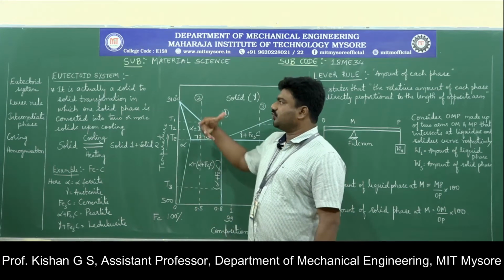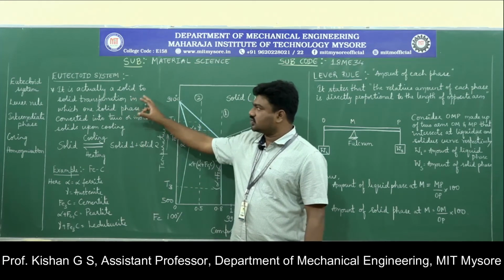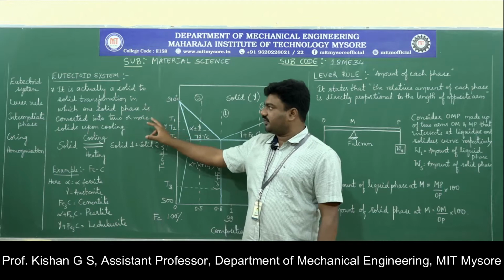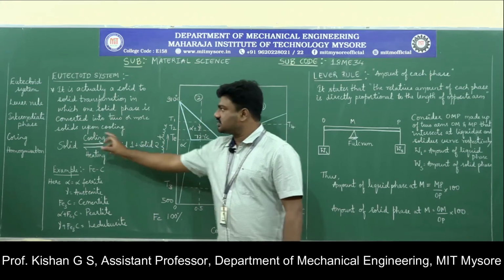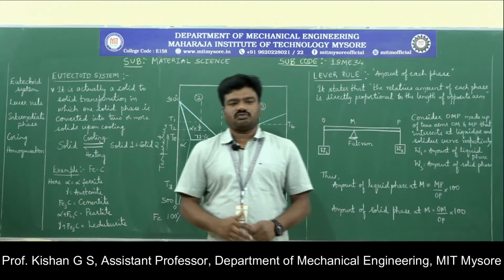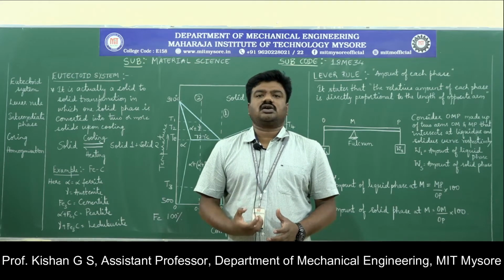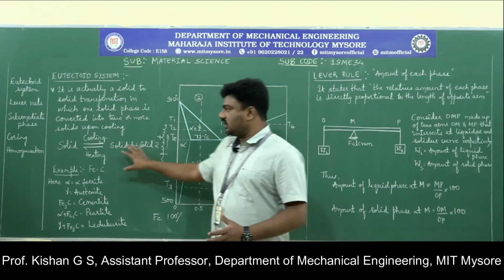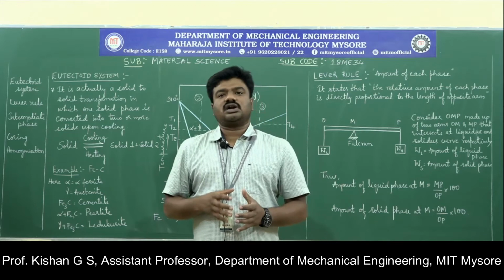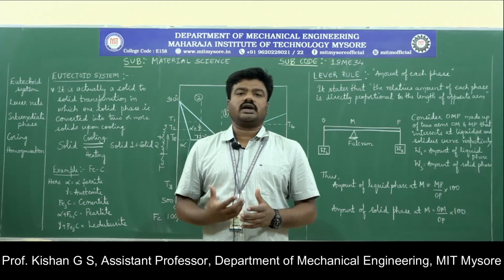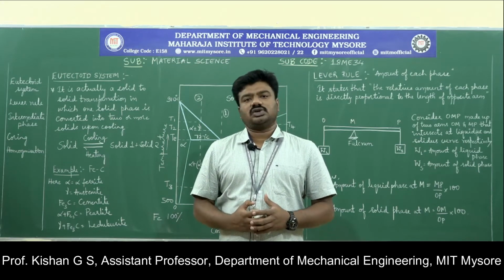If we go with the concept of understanding the eutectoid system, it is actually a solid to solid transformation in which one solid phase is converted to two or more solids upon cooling. So this is the equation that results in the understanding of eutectoid system. Whenever we have a combination of two solids, under heating they result in one solid, whereas one particular solid under cooling is going to turn into two solids. That reaction of the material combination results in eutectoid system.